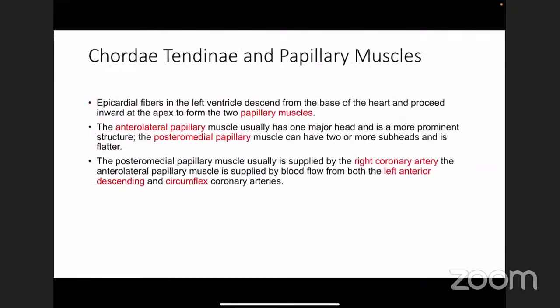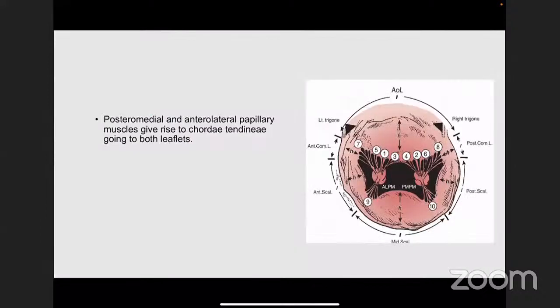Chordae tendineae and papillary muscle. Epicardial fibers in the left ventricle descend from the base of the heart and proceed inward at the apex to form the two papillary muscles. The anterolateral papillary muscle usually has one major head and is the more prominent structure. The posteromedial papillary muscle has two or more subheads and is flatter. The posteromedial papillary muscle is usually supplied by the right coronary artery. The anterolateral papillary muscle is supplied by the LAD and circumflex artery. Posteromedial and anterolateral papillary muscles give rise to chordae tendineae going to both leaflets.